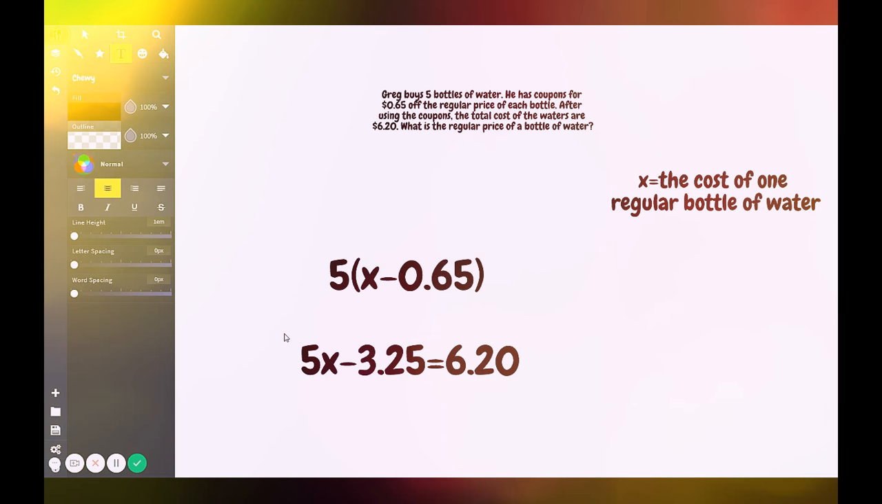Now, in order to solve this equation, we must isolate the variable. And what I mean by isolating the variable is getting the variable by itself on its side of the equation. In order to do this, though, we must use two properties. These properties are the addition property of equality and the division property of equality. The addition property of equality says that if you add something on one side of the equation, you have to add the same thing to the other side to keep the equation equal. We will add the 3.25 to that side and to the other.